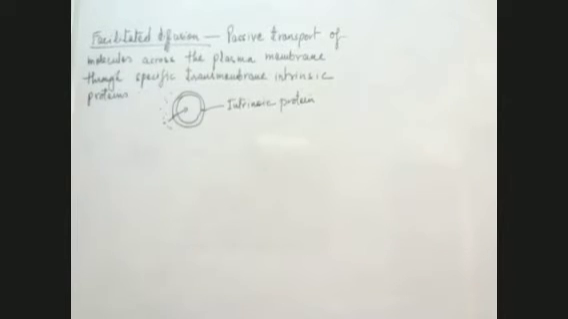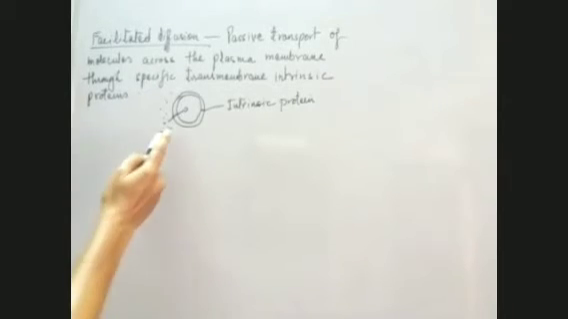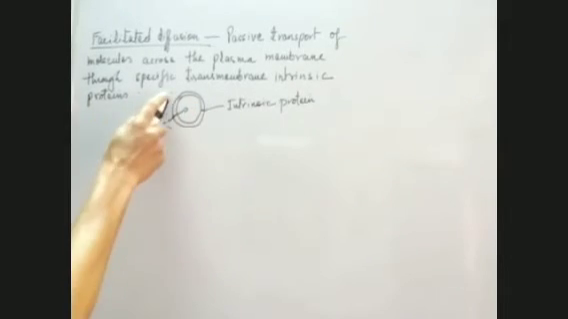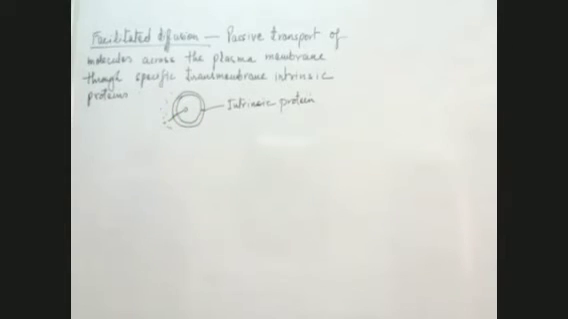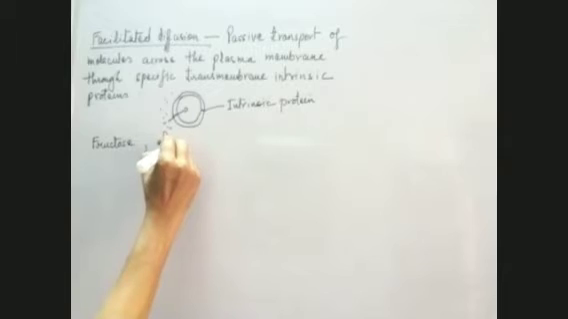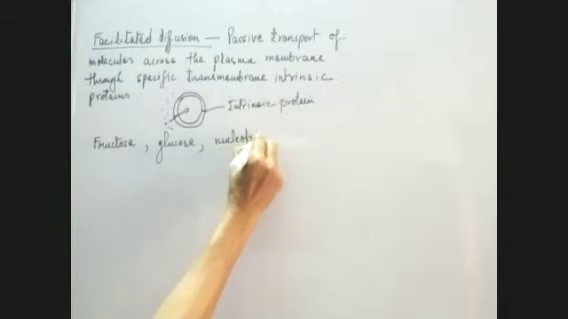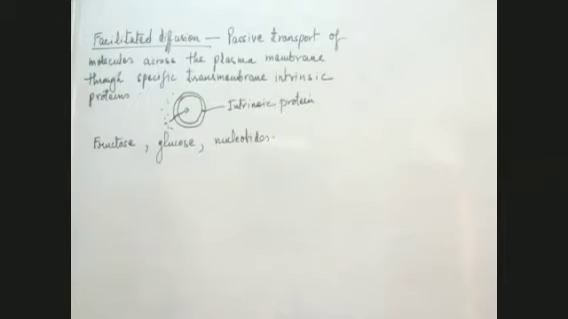Because this is diffusion, always the concentration of the substance will be higher where it is coming from and lower where it has to go. So it will always be higher outside, and inside the concentration of the substance will be less. Now, which substances are diffused by facilitated diffusion? Fructose, glucose, nucleotides, etc. So these substances are diffused by facilitated diffusion.